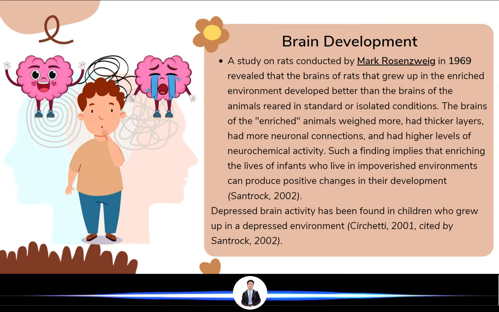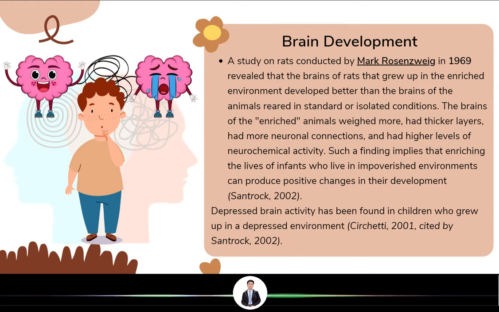A study on rats conducted by Mark Rosenzweig in 1969 revealed that the brains of rats that grew up in an enriched environment developed better than the brains of the animals reared in standard or isolated conditions. The brains of the so-called enriched animals weighed more, had thicker layers, had more neuronal connections, and had higher levels of neurochemical activity. Such a finding implies that enriching the lives of infants who live in impoverished environments can produce positive changes in their development.